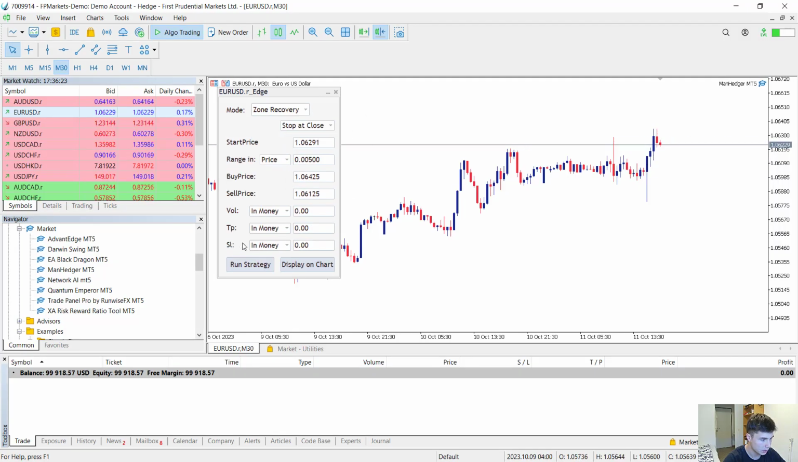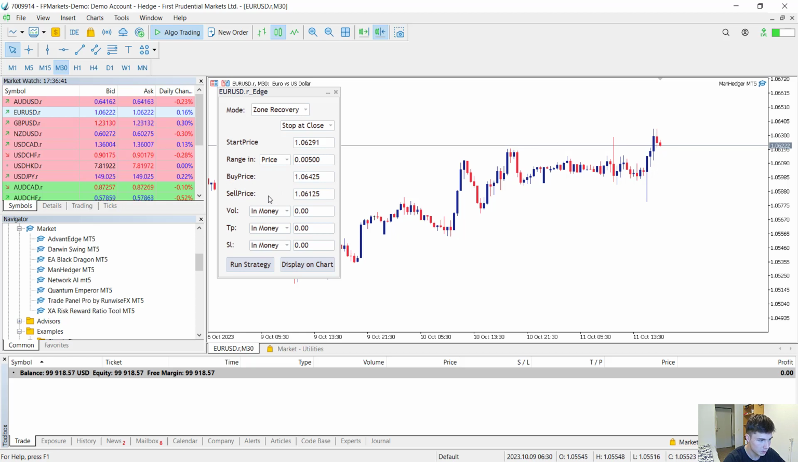Here you can see that there are many parameters of this strategy. First of all, there's a start price parameter. This is where the strategy will start. The start price plus the range will be the take profit of the buy trade, and the start price minus the range will be the take profit of the sell trade.